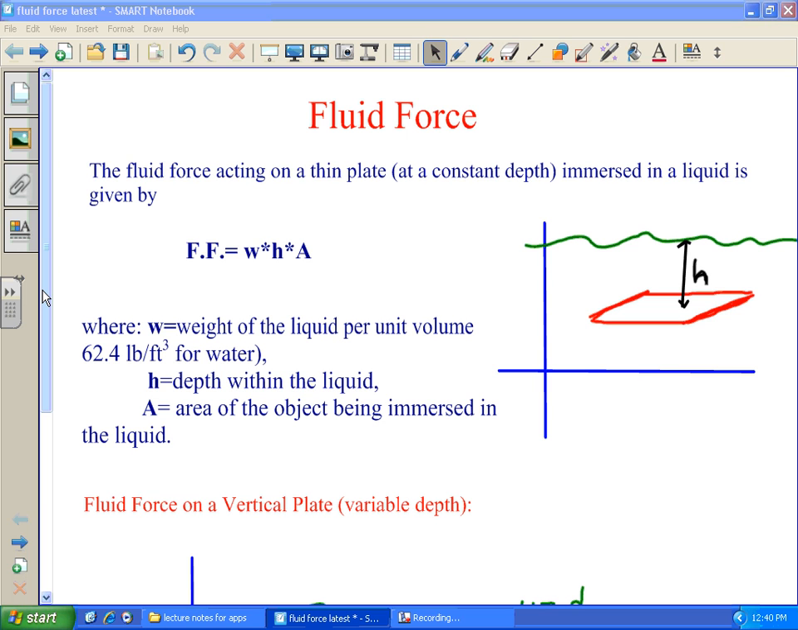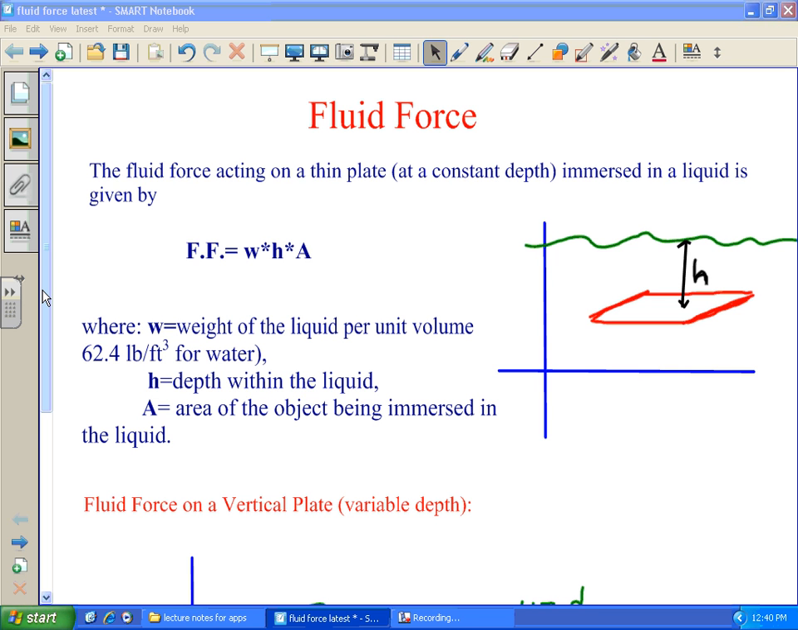Okay, so here we have a horizontal plate immersed in water. It has constant depth. Now we're talking about fluid force. Let's think for a moment. What does the force exerted upon an object depend on? Think of a diver who dives in the water. What does the force that that diver feels depend on? The first thing that comes to mind is depth. How far did he go under the water?